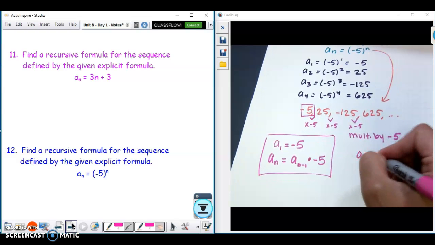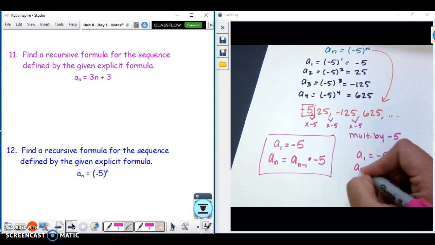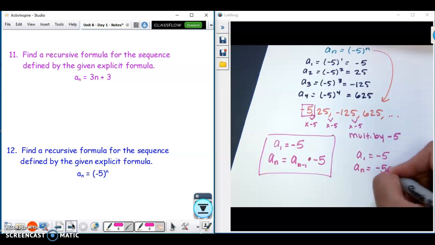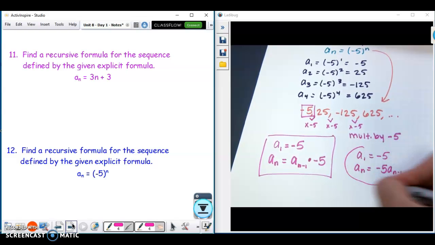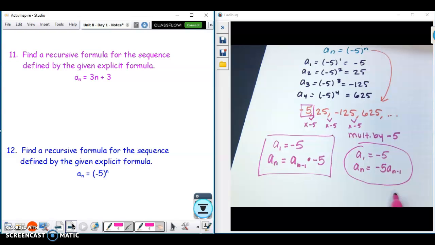If you'd rather write it where you have your -5 out front, this will also work. You'll probably see it more like this, but this means the same thing. So you're just taking your previous term and multiplying by -5, and that gives you your recursive formula.